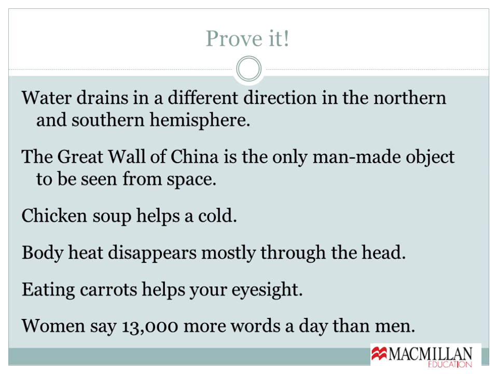Body heat doesn't disappear mostly through the head. Body heat disappears equally through all parts of the body, through the skin. Eating carrots helps your eyesight. It stops it from degenerating, but not necessarily. It doesn't necessarily improve your eyesight, which is often what our mothers tell us when we're young.